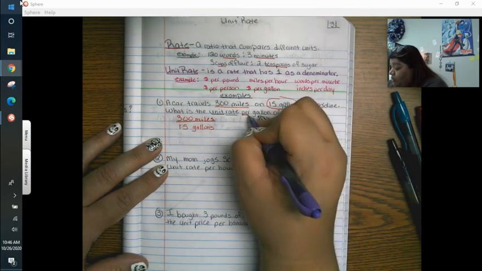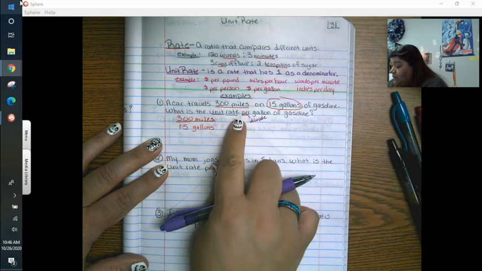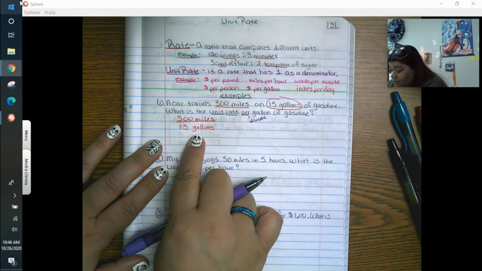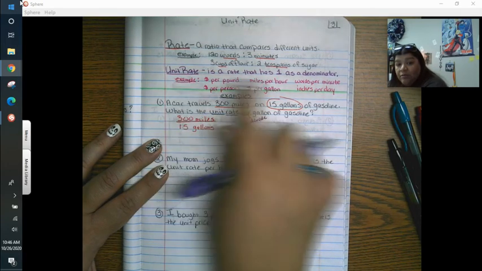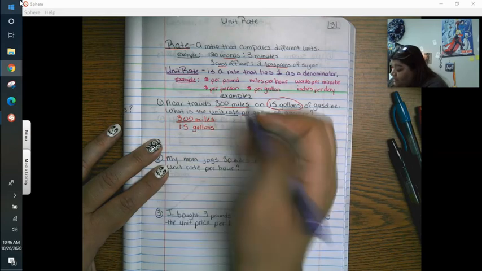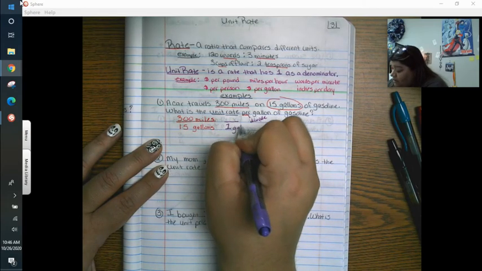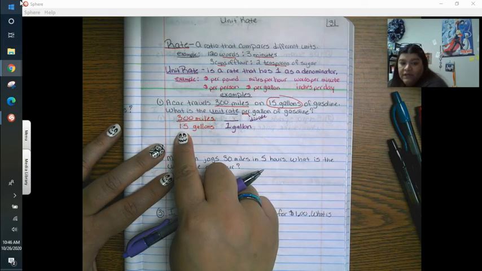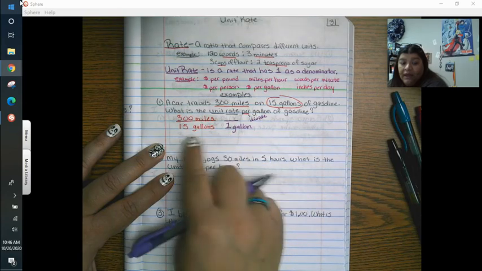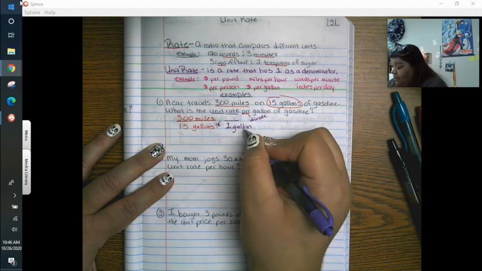So you remember, per should remind you that we are going to divide here. So per gallon, what am I dividing? Well, let's think about this. The definition of a unit rate is that the denominator is a 1. So I have to get this to equal 1 gallon. Well, what did I do to get from 15 to 1? I divided 15 by 15. If I divide 15 by 15, I'll get 1.